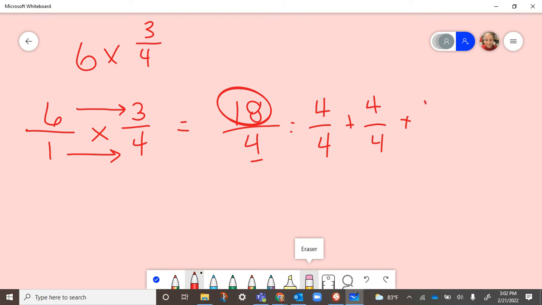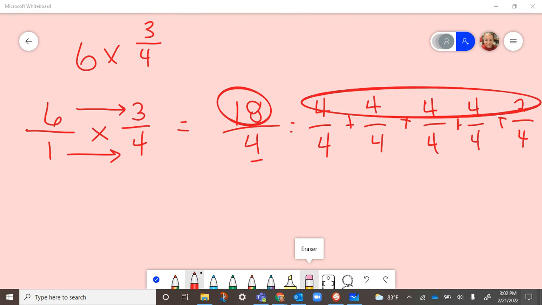That's 8. I know I can keep going. There's 12. I can keep going. That would be 16. Now, if I took another 4 parts out, that would be 20. That's too much. I only have 18. So I need to stop there. And then all that I'm left with is 2 parts out of 4. So I want all of these numerators to add back up to the 18. So 4 plus 4 is 8, plus another 8 is 16, 17, 18. So that's good. I want all that to be balanced.